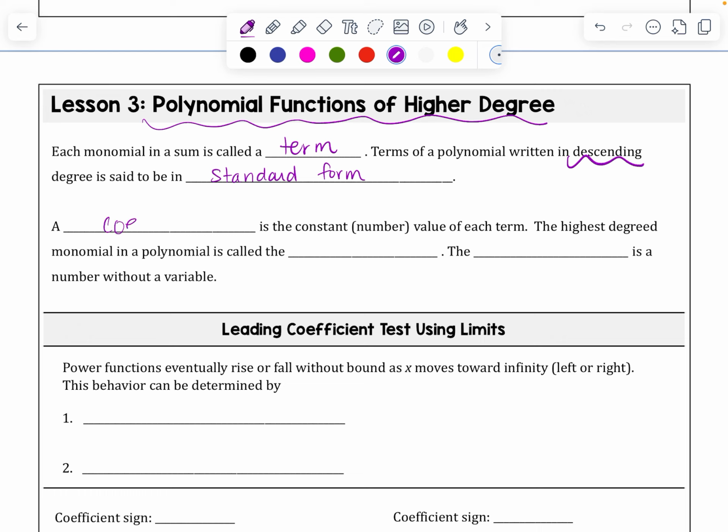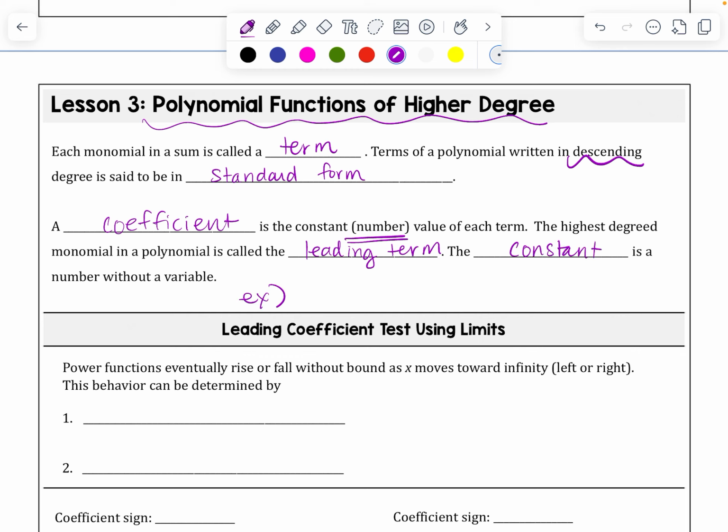And a coefficient is the constant or the number of the value of each term. The highest degree monomial in a polynomial is called the leading term. And the constant is the number without a variable.